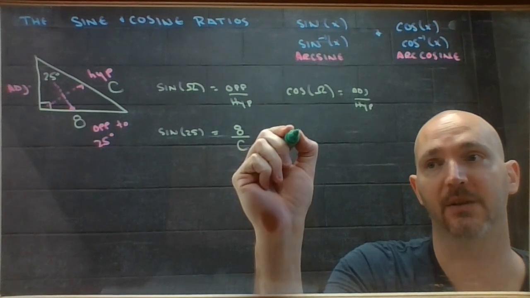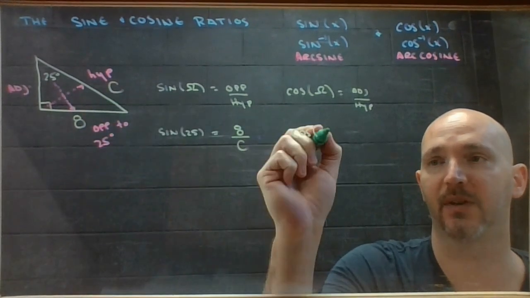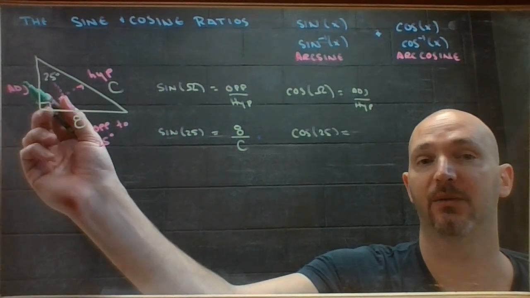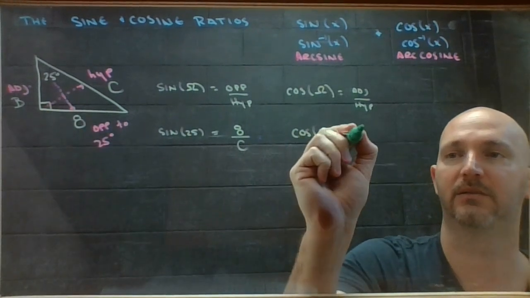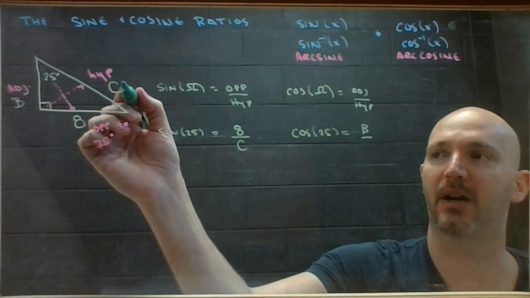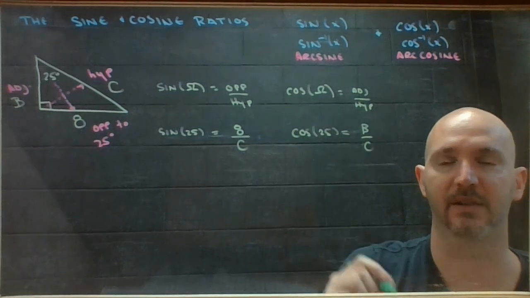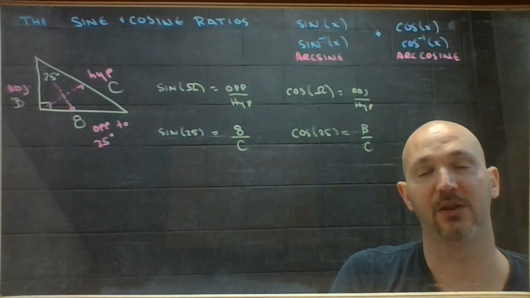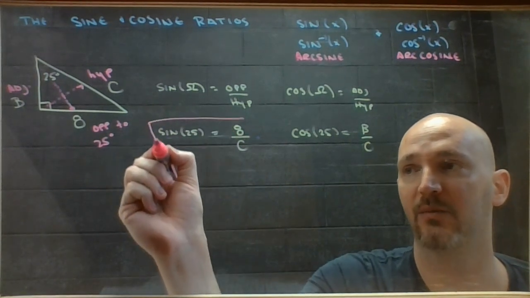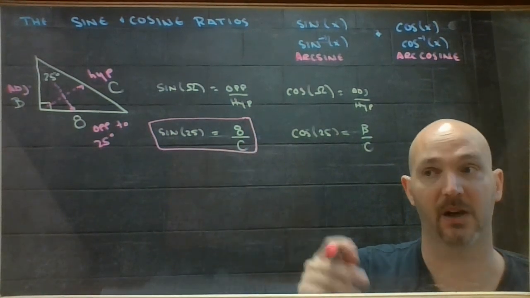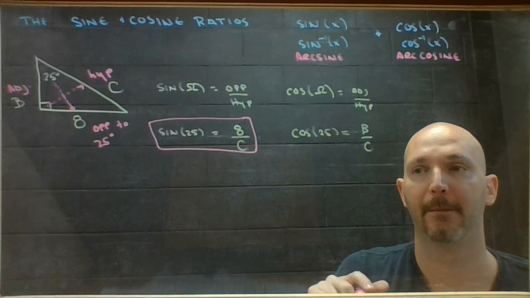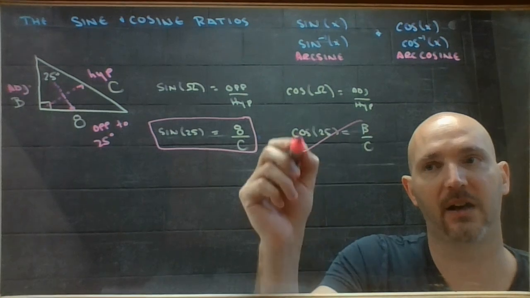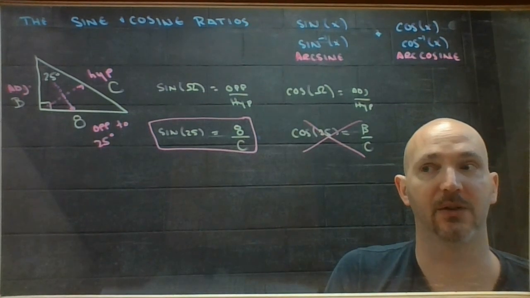If I try filling in the cosine ratio, cosine of 25 is the length of the adjacent side, which I don't know, so I'm just going to put a B there, over the length of the hypotenuse, which I don't know, so I'm putting in C there. Now, if you look at the information you've got, I have exactly one letter in this expression, so I can actually work with that expression. In this one, I have 2 letters. There's 2 unknowns, so I'm not going to be able to work with that. I don't have enough information.